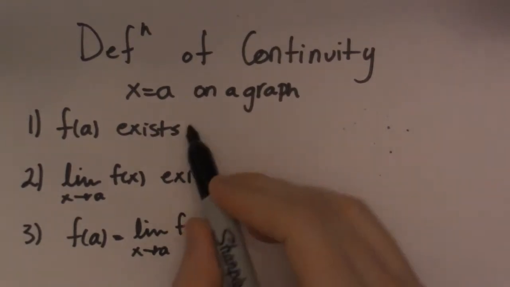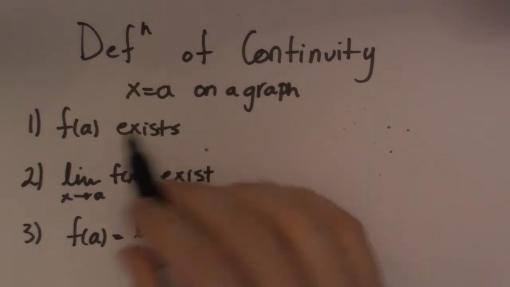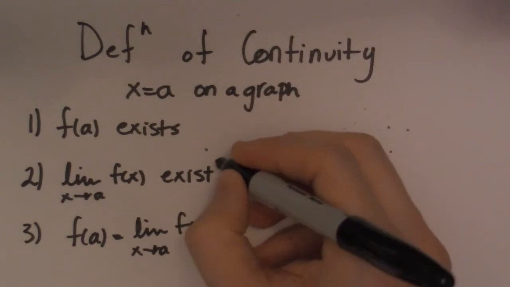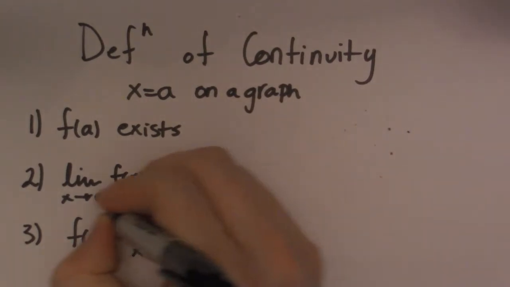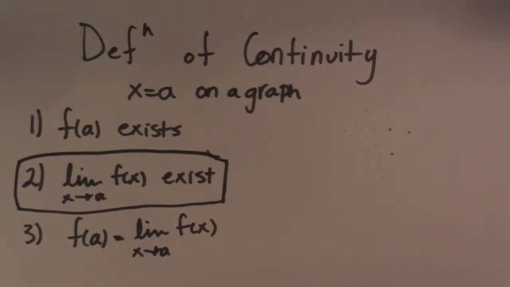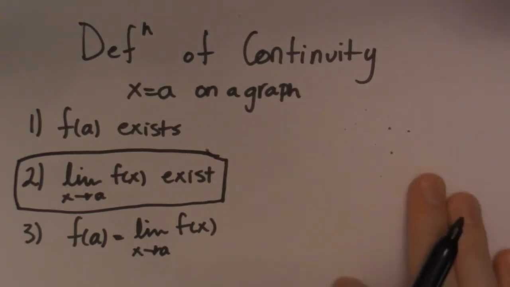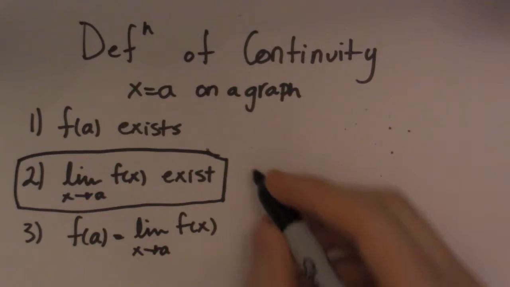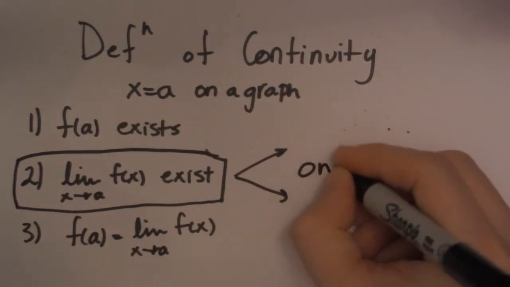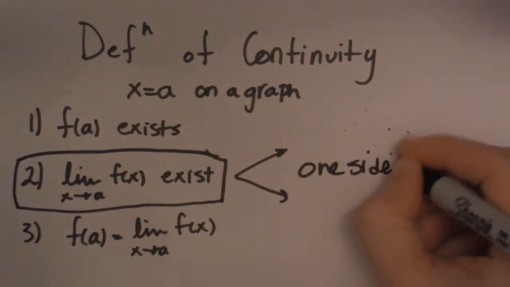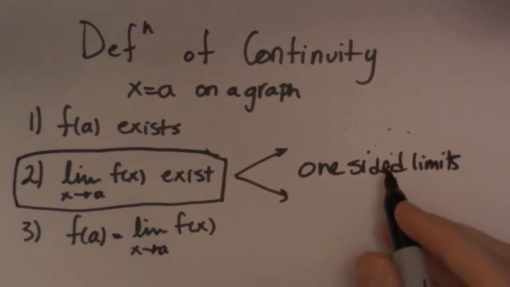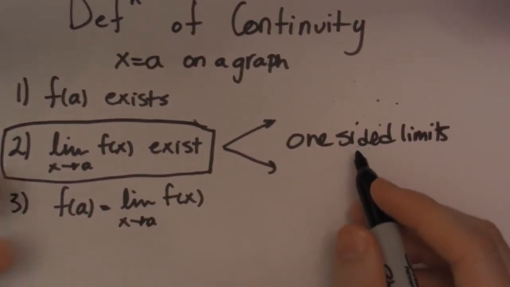Now, this one's fairly easy, right? You get a number, you plug it into the function, you see what it gives you back. It's always the second one that causes people the problem in the definition of continuity: finding the limit. And generally what you have to do for finding the limit is you need to think about one-sided limits.